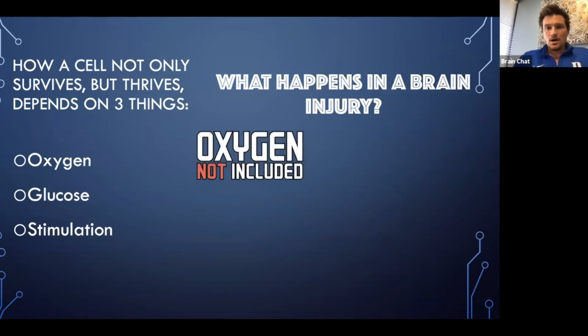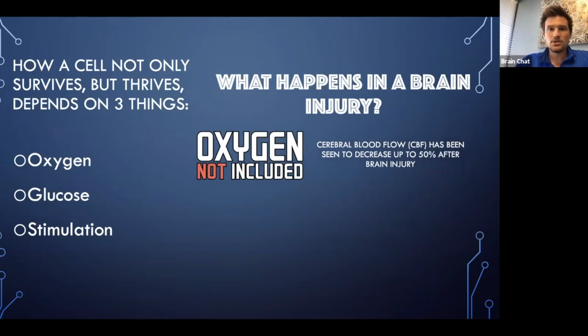What happens in the brain after injury is there's been research that shows that you can lose up to 50% of cerebral blood flow. And this is based on concussion. Severe traumatic brain injury can be as high as 85%. That's a problem because if you don't have oxygen, the cells can die. So that's something to think about. That's really important when we look at therapy for brain injury.